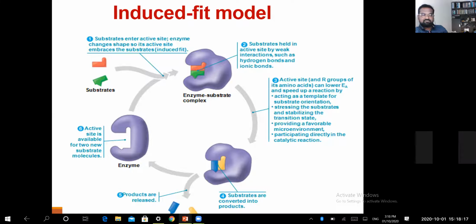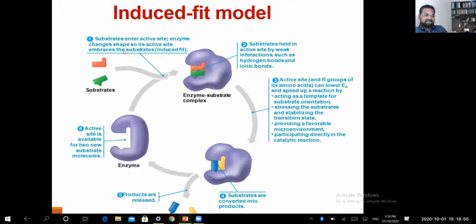Lock and key mechanism is a rather rigid kind of mechanism where there should be 100% complementarity between the active site of the enzyme and the substrate molecule. As you see, if there is even minor dissimilarity between the active site and the substrate molecule, there are chances that the reaction may not occur.